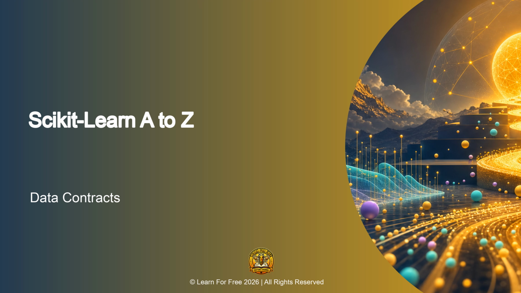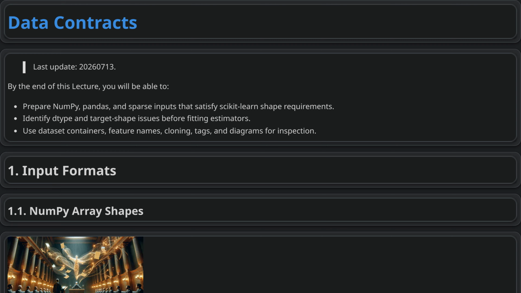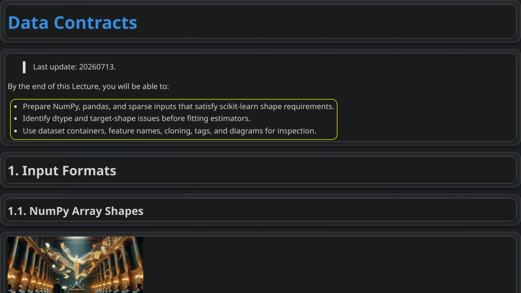Module 2, Lecture B, Data Contracts. By the end of this lecture, you will be able to prepare NumPy, pandas, and sparse inputs that satisfy Scikit-Learn shape requirements, identify dtype and target shape issues before fitting estimators, and use dataset containers, feature names, cloning, tags, and diagrams for inspection.